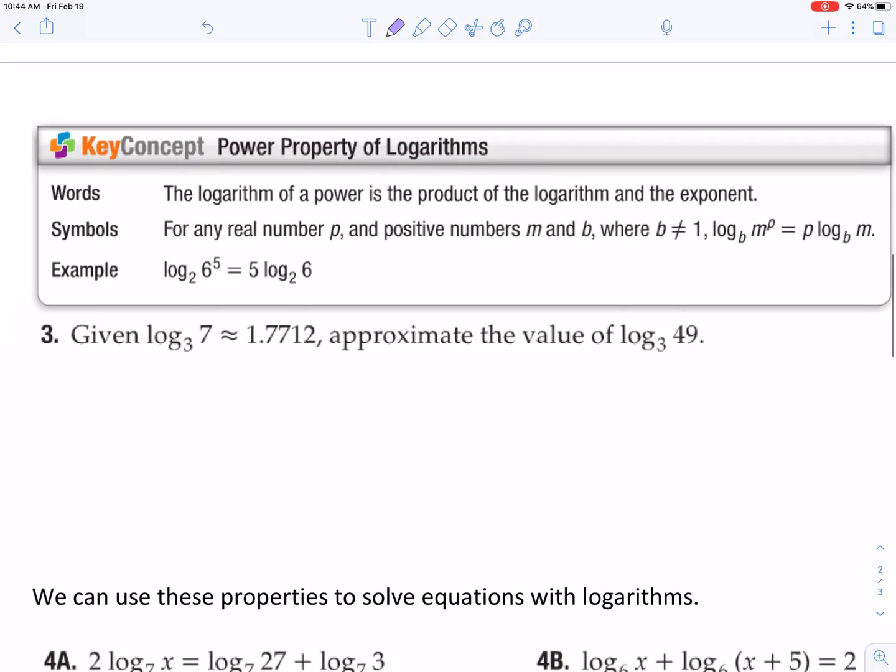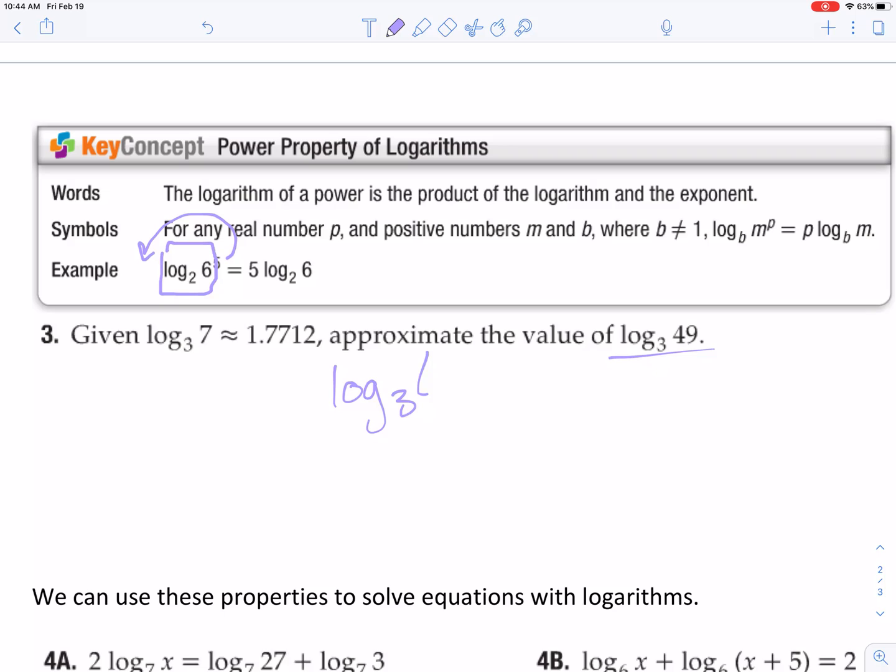This is the powers property of a logarithm, and what we're going to do here is recognize that if I have a log with a base and it has an exponent, you can pull the exponent out to be a multiplier. How is this helpful? Well, log base 3 of 49. I could do this one by doing log base 3 of 7 times 7, and then separate that out to be the addition here.